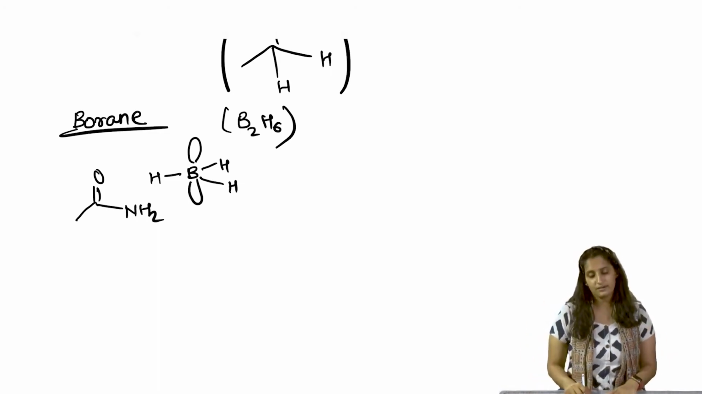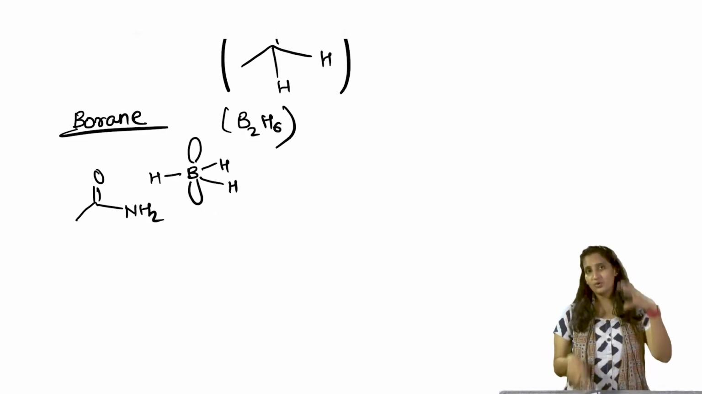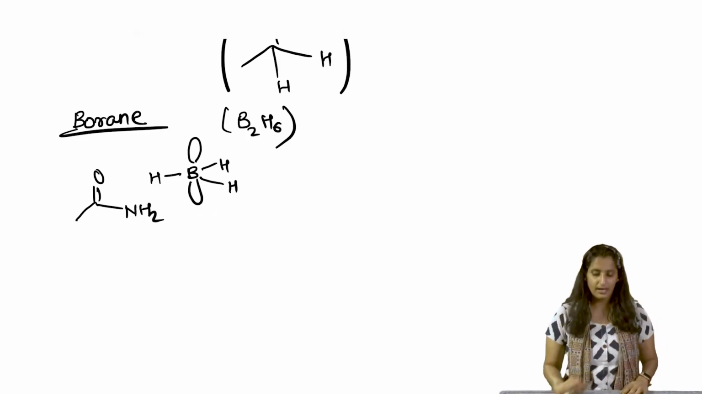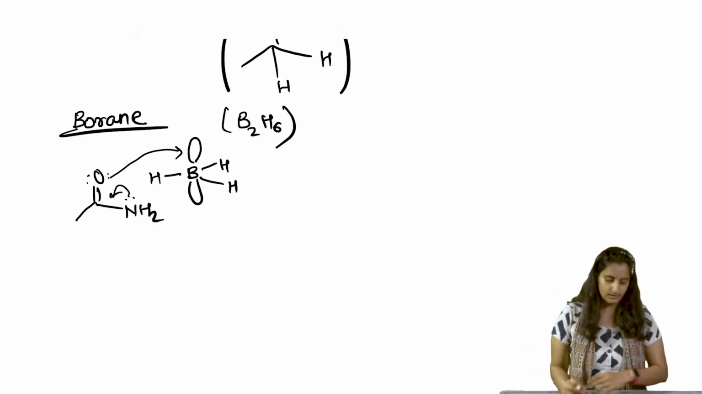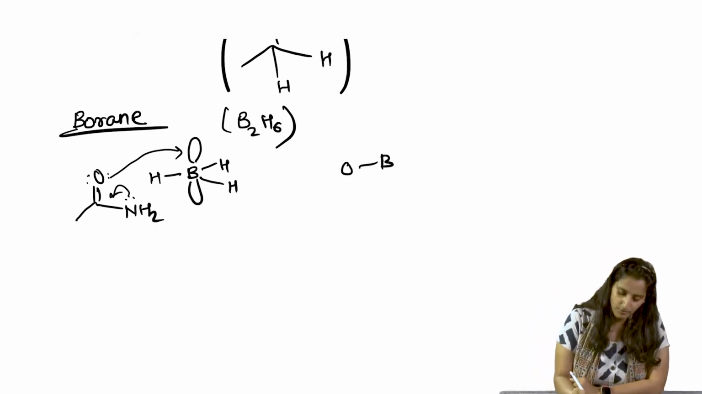What do we know here? Okay. We know that the boron has an empty p orbital, and that is what is going to happen. In the first step, this oxygen is going to put electrons into that empty p orbital, forming an oxygen boron bond.